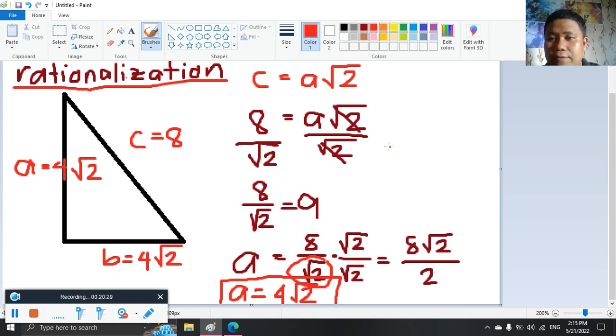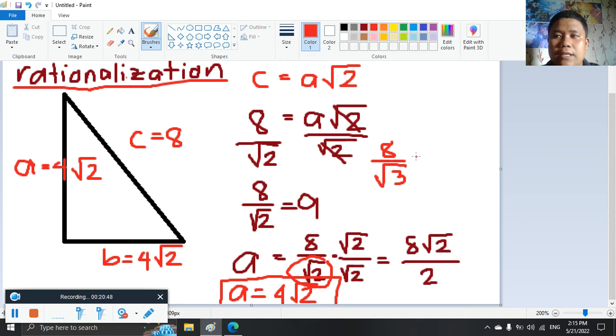If in case, for example, 8 over the square root of 3, we're out of the topic already, right? We're out of the topic already. Square root of 3.